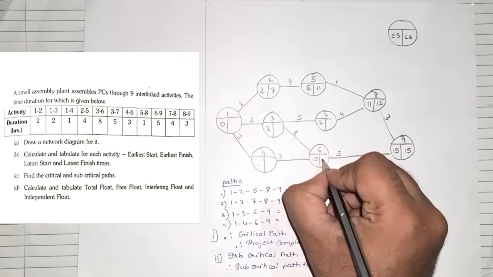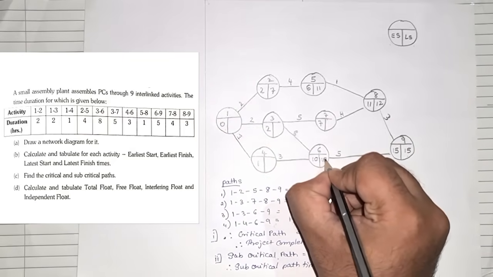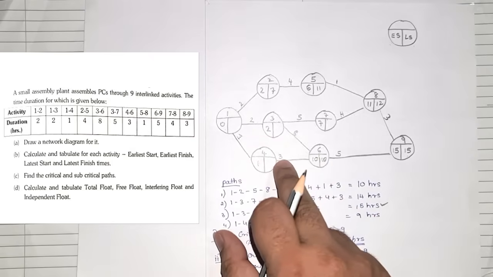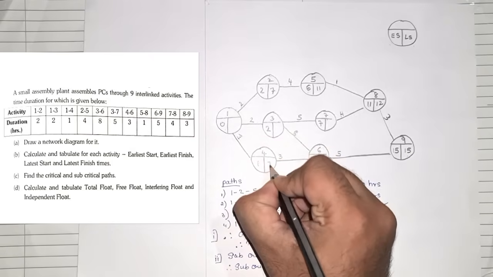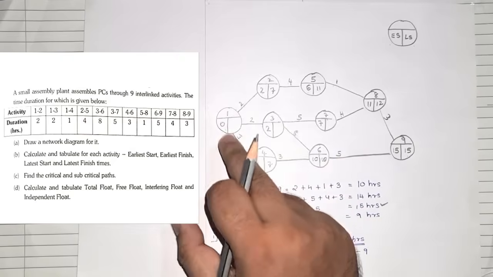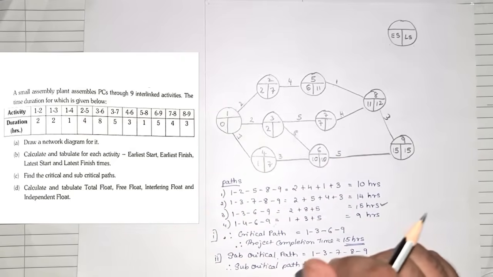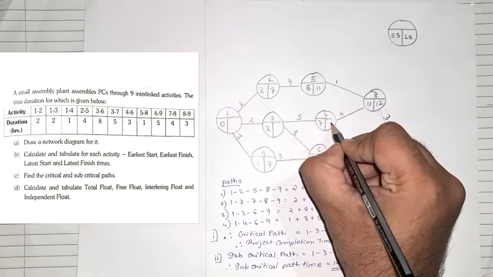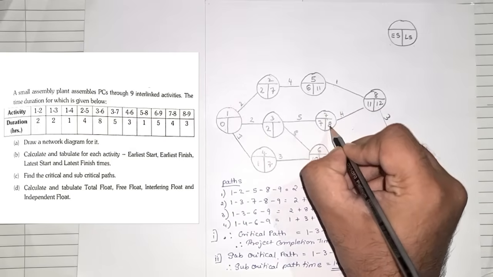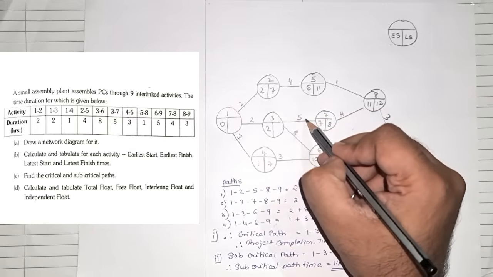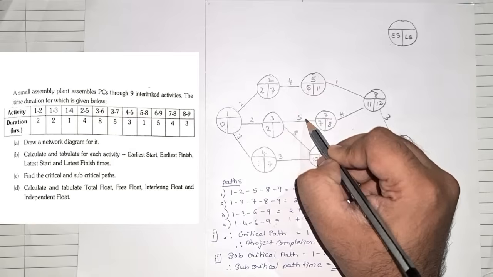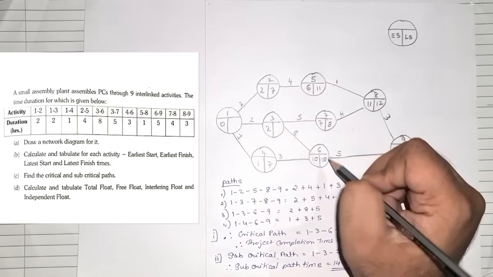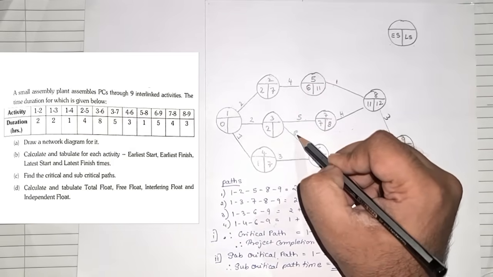15 minus 5 is 10. 10 minus 3 is 7. Now 7 minus 1, I'll wait because there's a merger. 12 minus 4 is 8. 8 minus 5 will give you 3, and 10 minus 8 will give you 2.